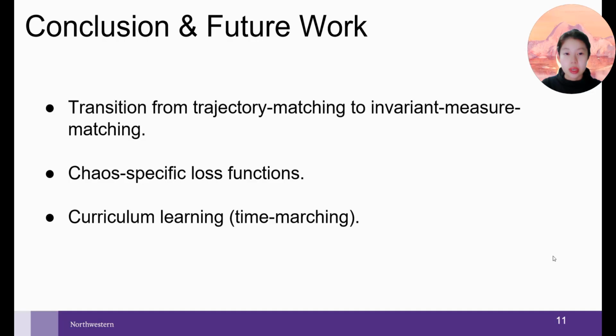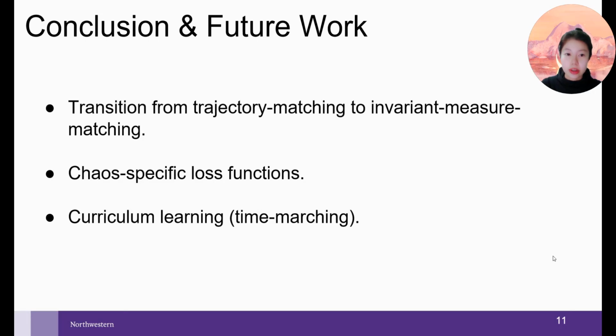To conclude, if you want to solve chaotic systems with machine learning, future work must transition away from simple trajectory matching towards invariant measure matching. Exploring chaos-specific loss functions or employing curriculum learning strategies like time marching are essential next steps.